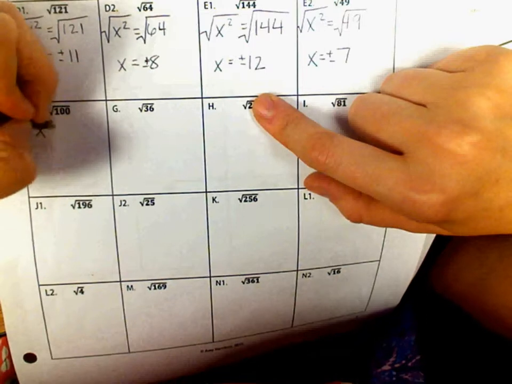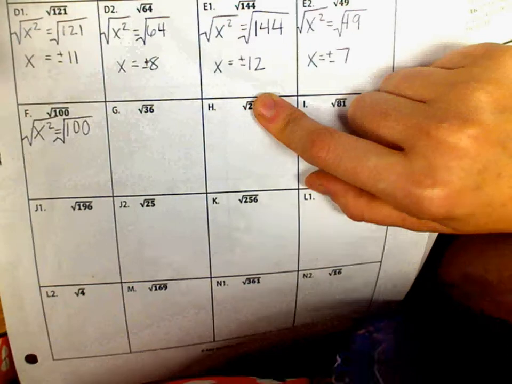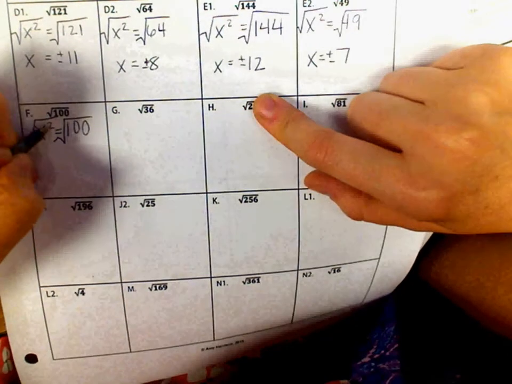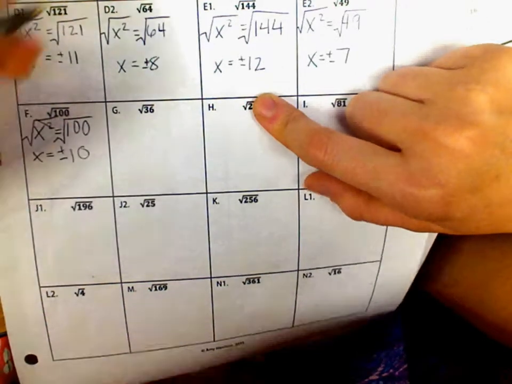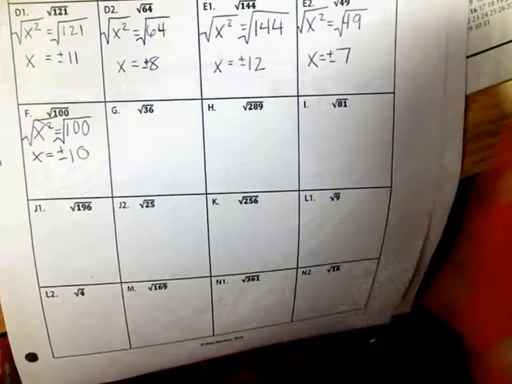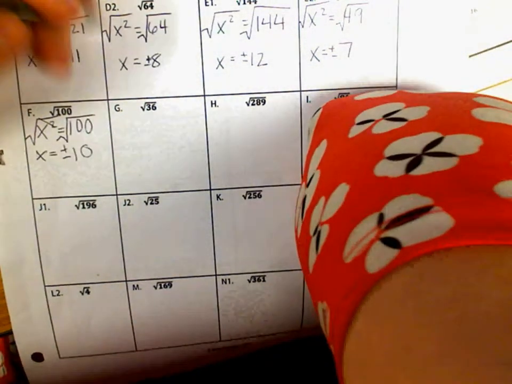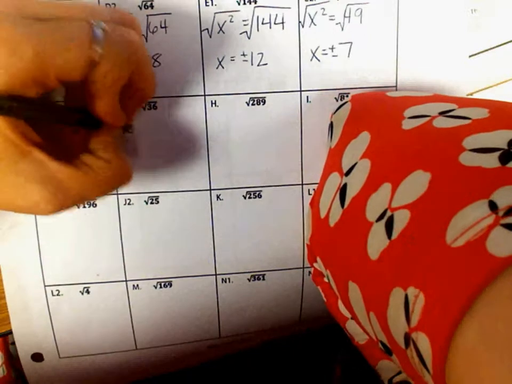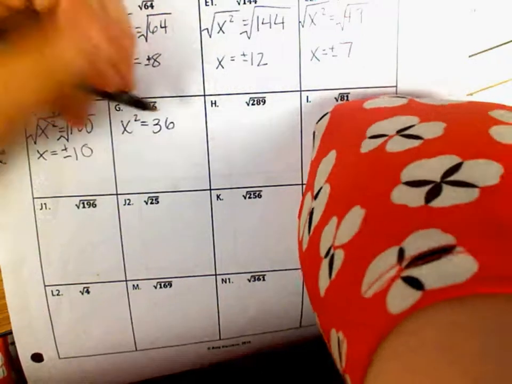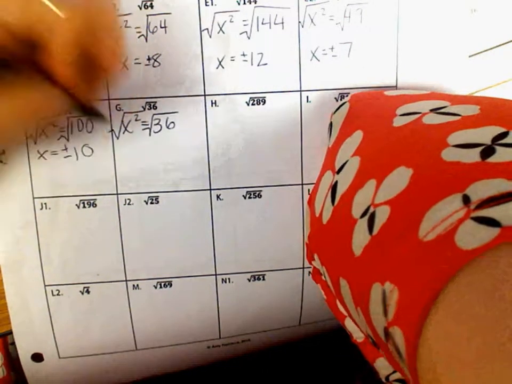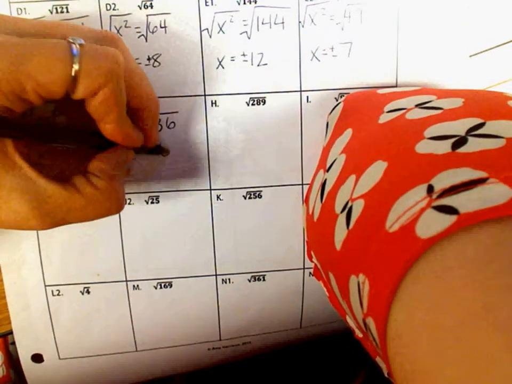100. Write an equation. Take the square root. The square root of x squared, that cancels out, and x equals the square root of 100, which is positive or negative 10. Because 10 times 10 equals 100. And so does negative 10 times negative 10. Okay, for 36, x squared equals 36. We're finding the square root, so take the square root of both sides, and x equals positive or negative 6.